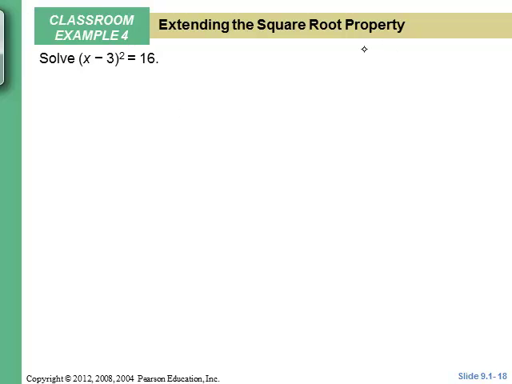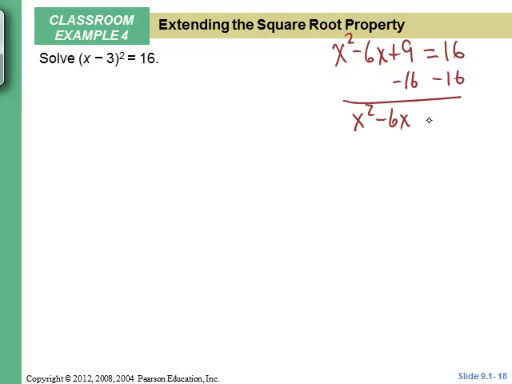Now let's look at this problem, and we'll see, hey, we can use that square root property here also. The way that we used to solve this would be to say x minus 3 squared is x squared minus 6x plus 9 equals 16. Subtract 16 from both sides. We get x squared minus 6x minus 7 equals 0. Factor that, x minus 7, x plus 1 equals 0, x equals 7 or negative 1.